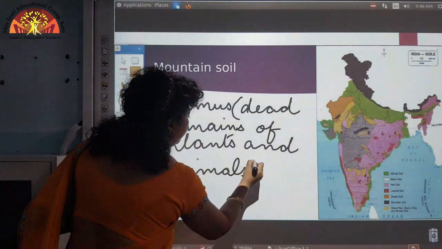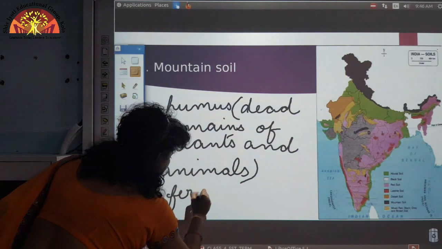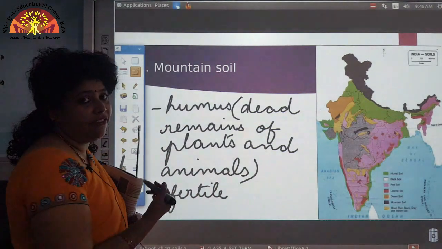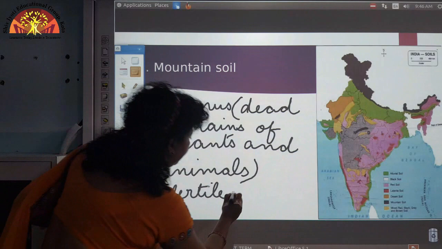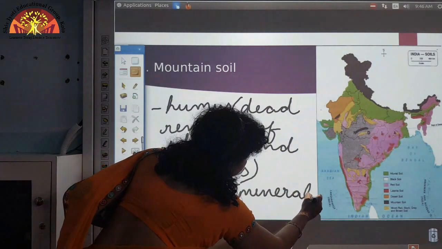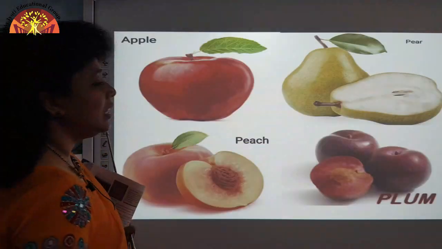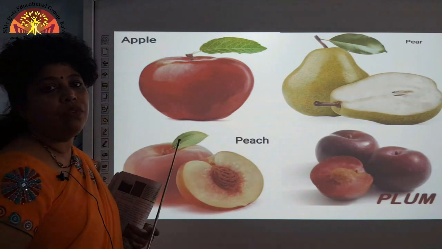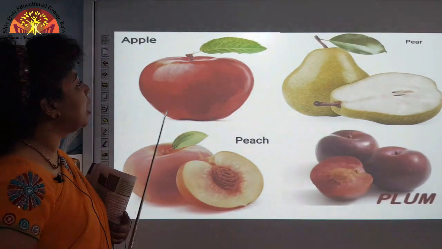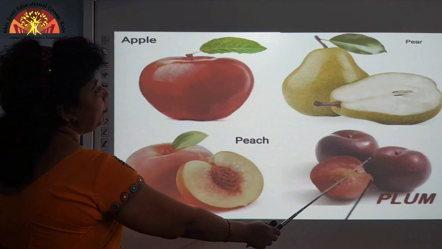The presence of humus in soil makes the soil very fertile. And why does humus make the soil very fertile? It is because of the presence of minerals in humus. So, because of the minerals found in humus, it makes the soil very fertile. Some of the fruits that grow well in mountain soil are apple, pear, peach and plum.